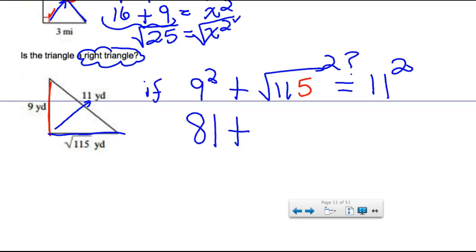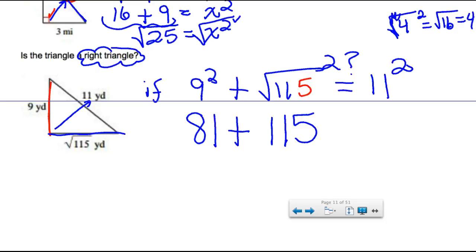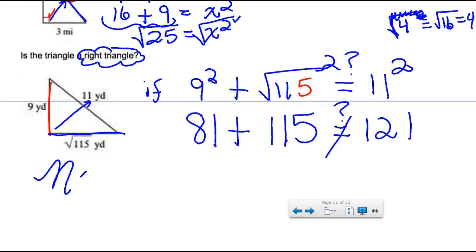The square root of 115 squared, these are inverse operations, so the root and the square cancel each other out, and I just get 115. If you don't believe that, try it. The square root of 4 squared would be the square root of 4 times 4, which is 4. You'll notice the end result is these inverse operations just cancel each other out. 11 times 11 is 121. Are these equal? Well, clearly not. The left-hand side is so much greater than the right-hand side. So is this a right triangle? No way.